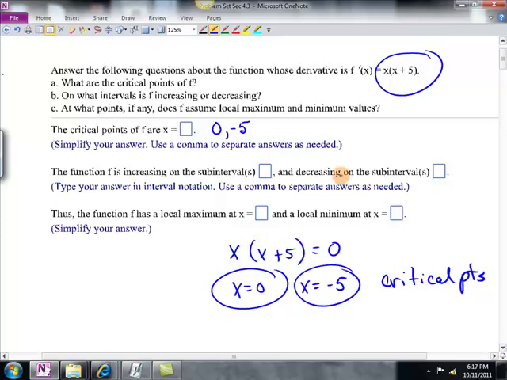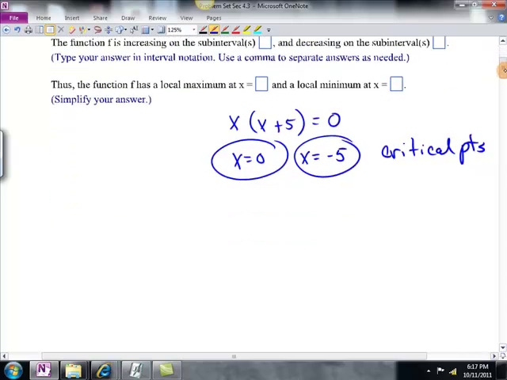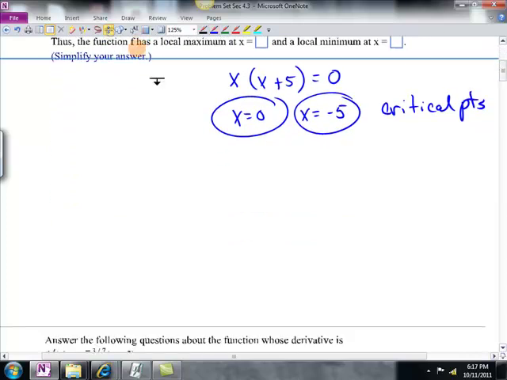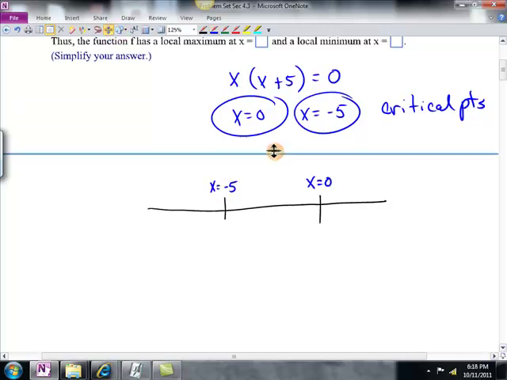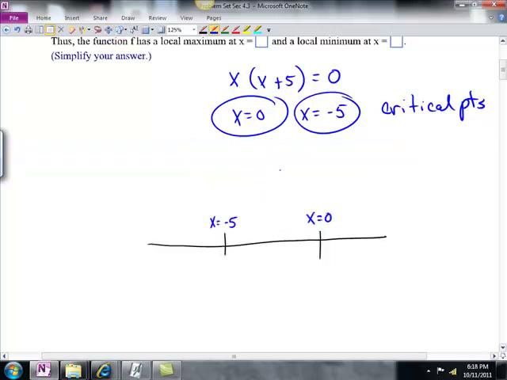And then it wants to know, where's this increasing, where is this decreasing? And this is how I like to do it. I have no idea what the book actually does. I just know what I like to do. So I draw a line, and however many critical points you have, you're going to put a hash mark for those. And you're going to put them in order left to right. Oh, good. It's always good. All right, x equals negative 5. X equals 0. Okay? So you're going to put that.